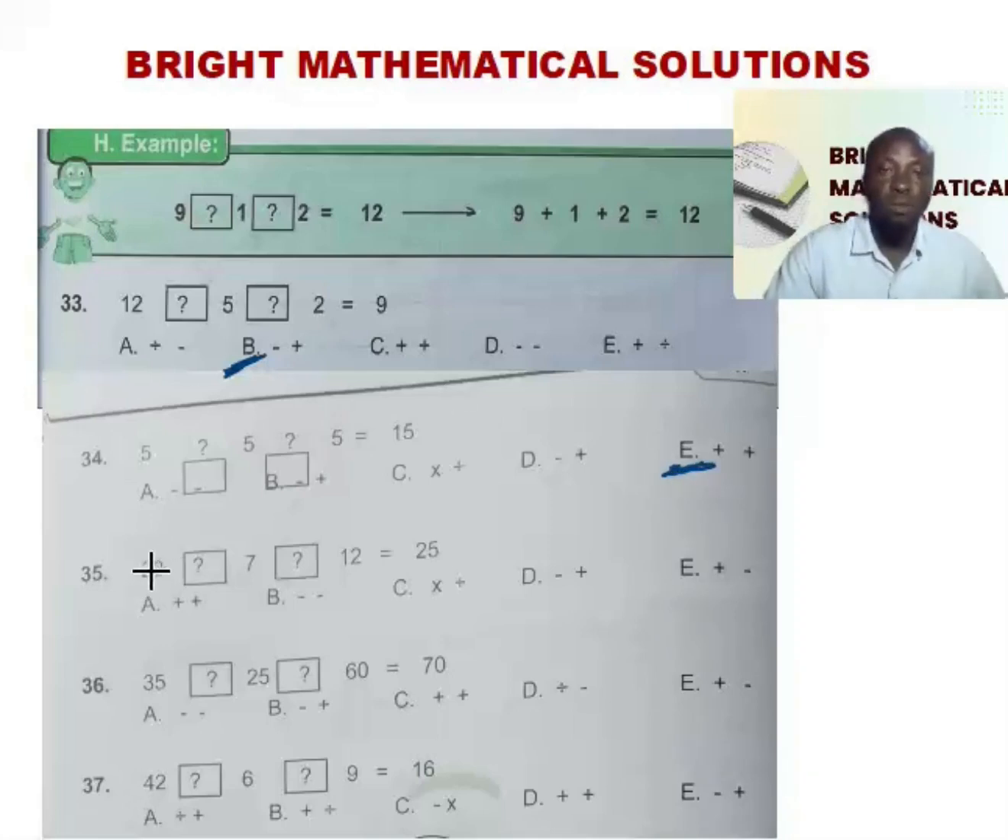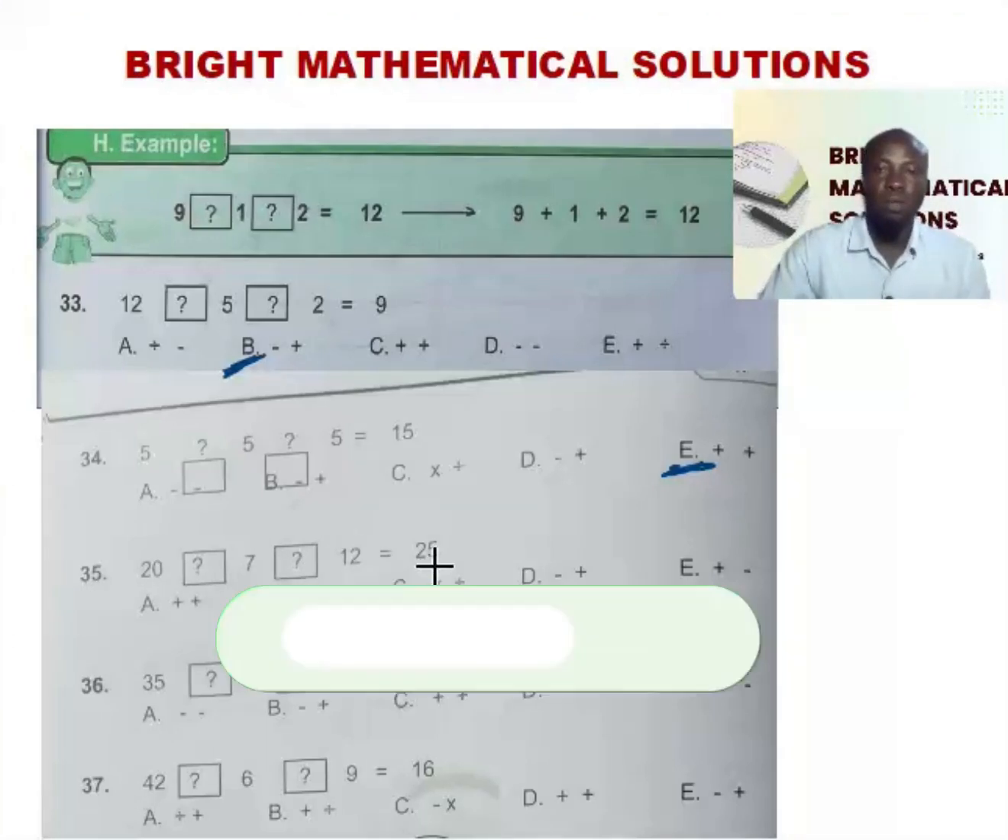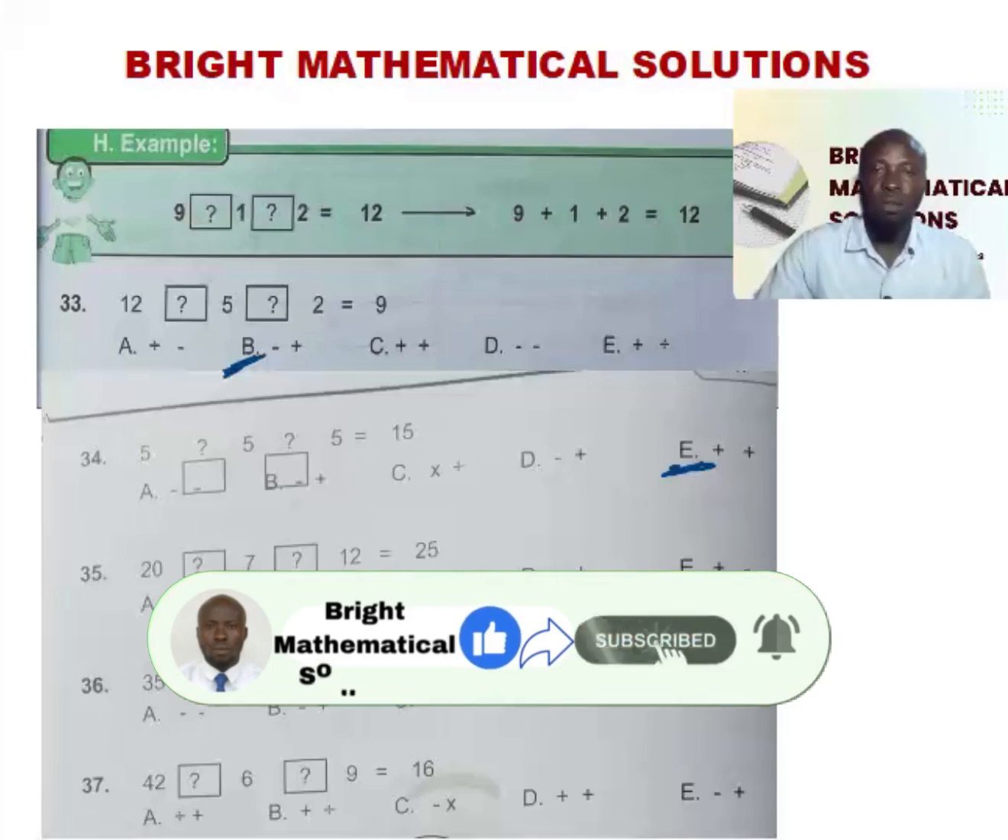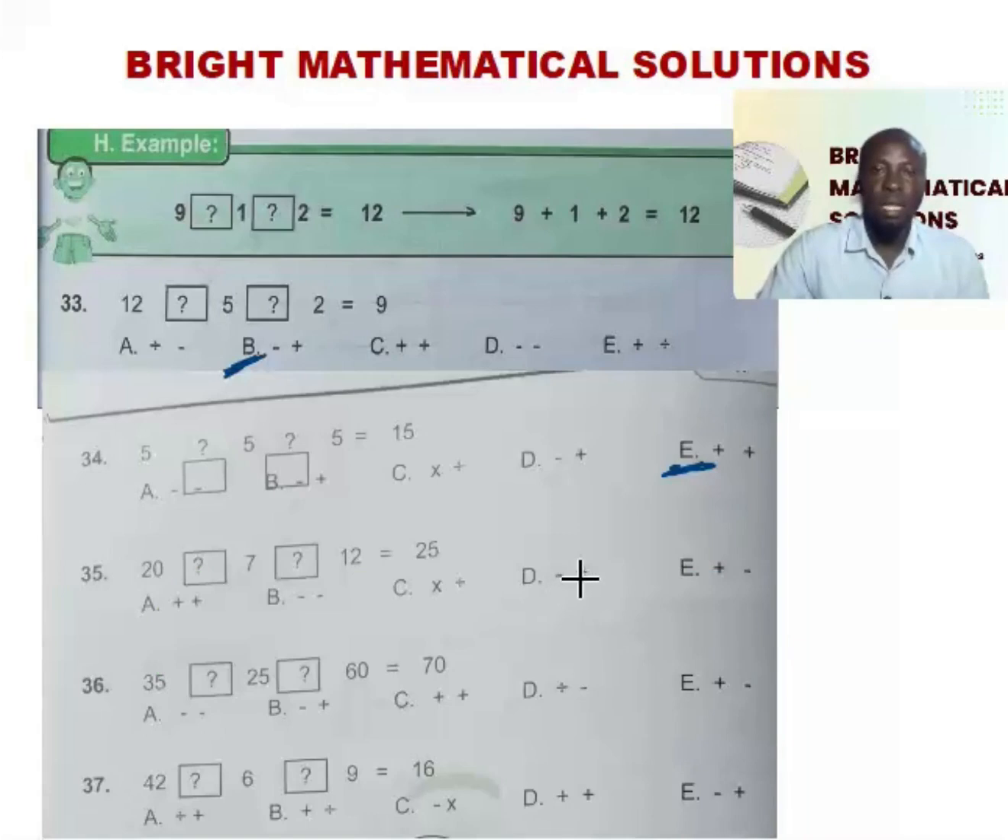And to the next one, 20 plus 7, 27, plus 12, that's not possible. 20 minus 7, that's 13, minus, that's not possible. 20 times 7, that's 140. And the 140 divided by 12, that's not possible. Let's look at the next one. 20 minus 7, that's 13. 13 plus 12, that's 25. So our answer here is D.